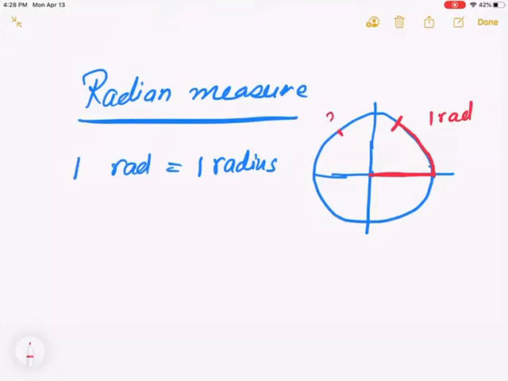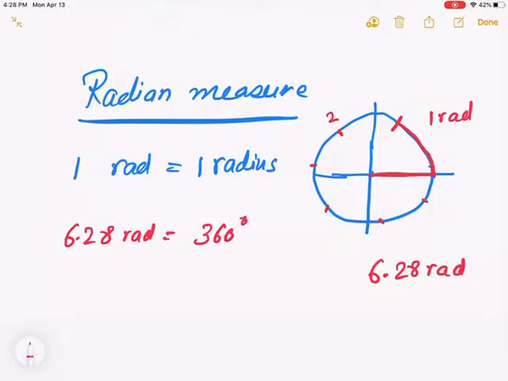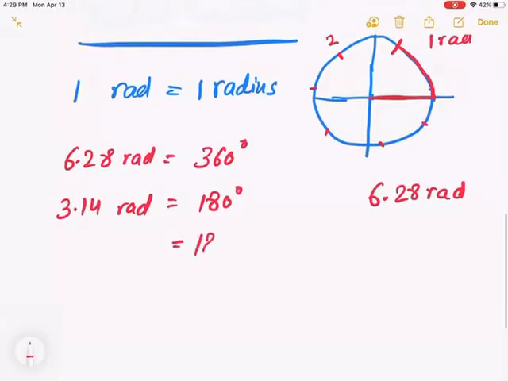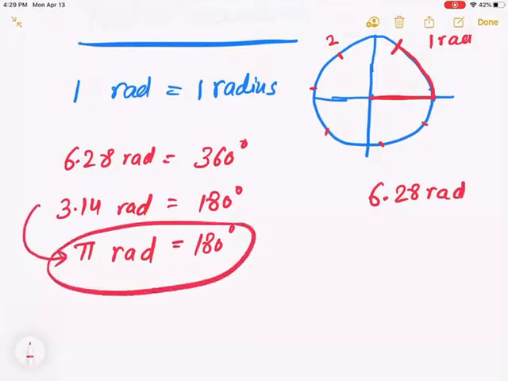Up to here, it would be 2 radians. Up to here, 3 radians. 4, 5, 6. So on the entire circle, we have 6.28 radians. It means 6.28 radians is what? 360 degrees. And 180 degrees would be 3.14 radians. And another way to say 180 degrees is equal to pi radians. The reason we call it pi radians is because 3.14 is the same as pi in math. So that's just another way to say 180 degrees is equal to pi radians.